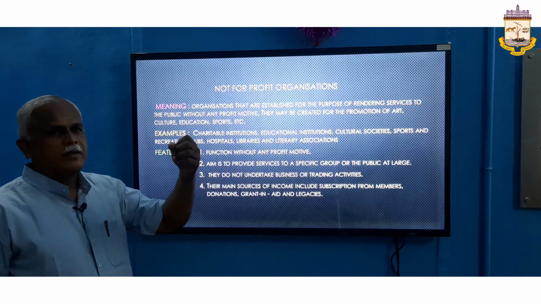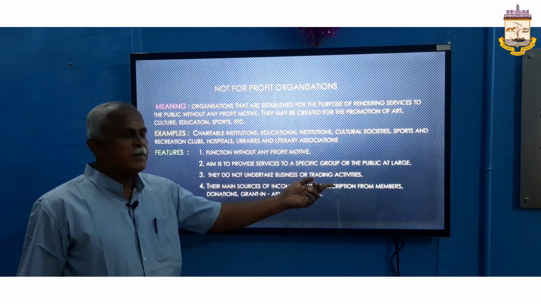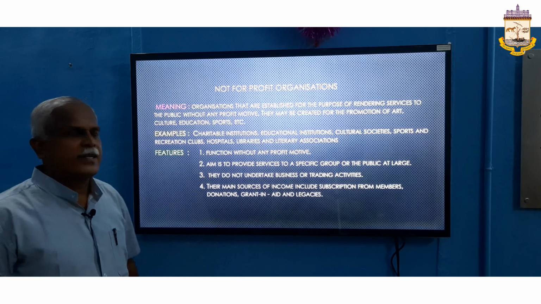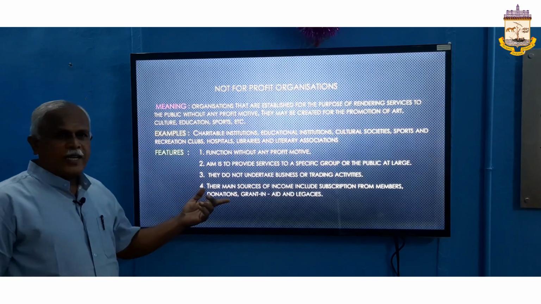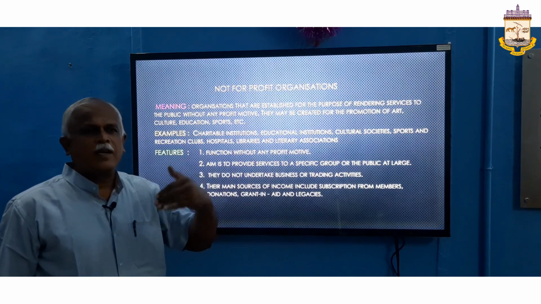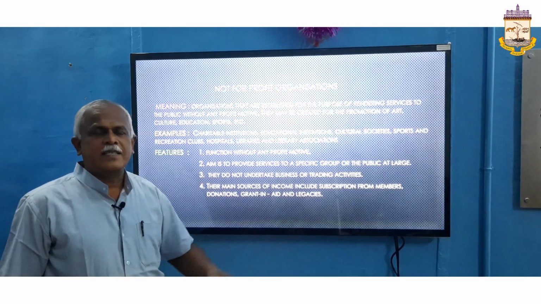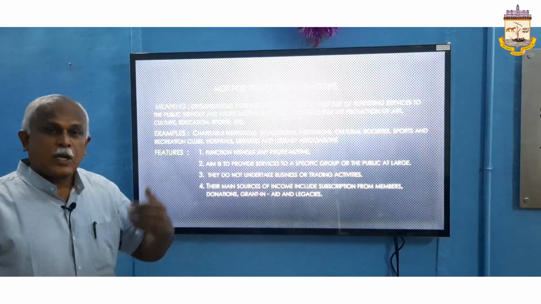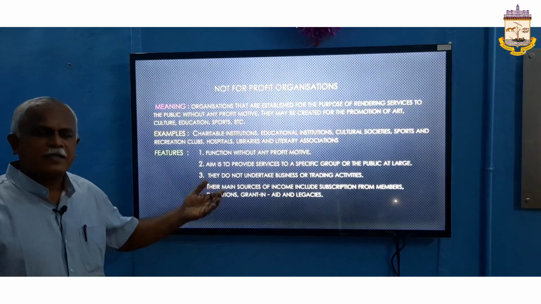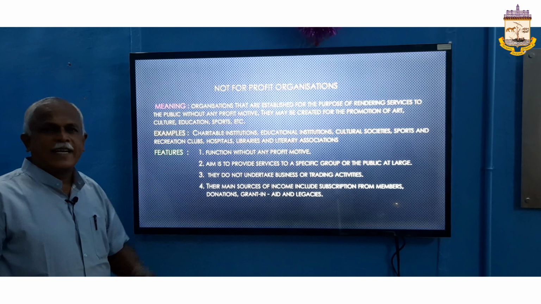Then how do they survive in the environment? Their main source of income includes subscription from the members. Subscription, what is that? Amount collected from the members at specified intervals. That is subscription from the members, donations received from the members, grant-in-aid from the government, that is, the government gives money to support such organizations, and legacies. Legacies means a person who has no legal heirs may endow their property in favor of such organizations for promoting art, culture, education, sports, etc.